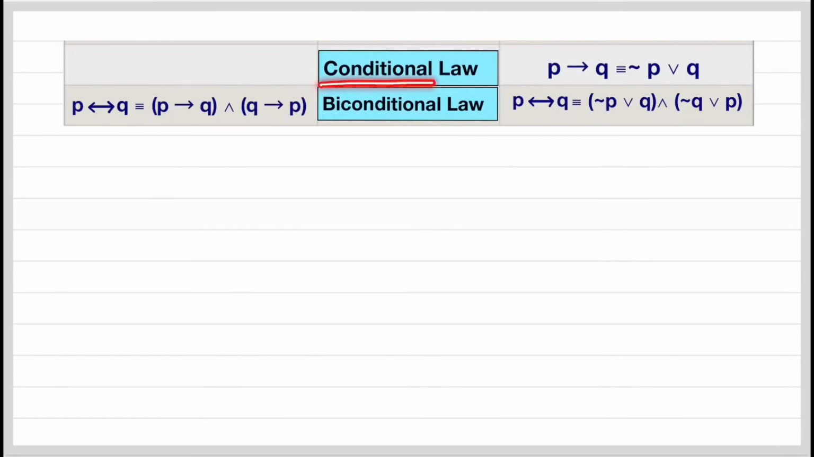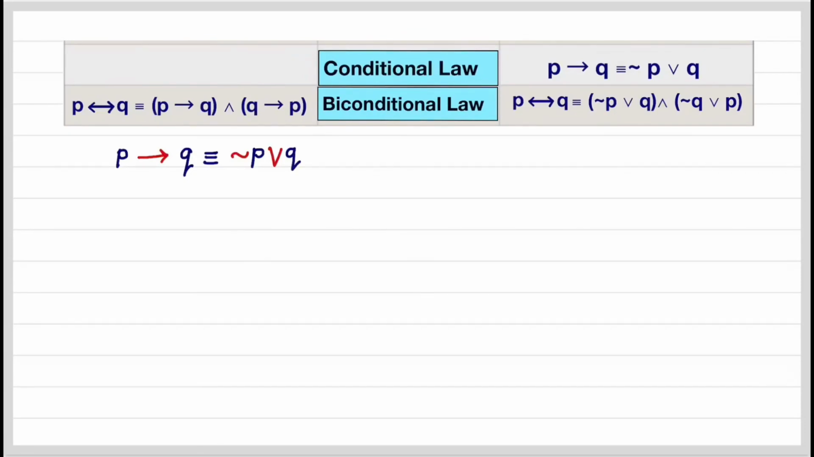Last is the best. Last is the conditional law. The conditional law says that P implies Q is equivalent to negation of P or Q. This we have studied in negation of implication. When we did negation of P implies Q, we saw P implies Q is equivalent to A complement union B, which is logically negation of P or Q.